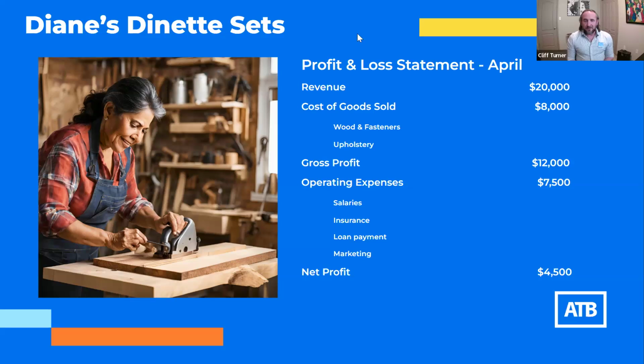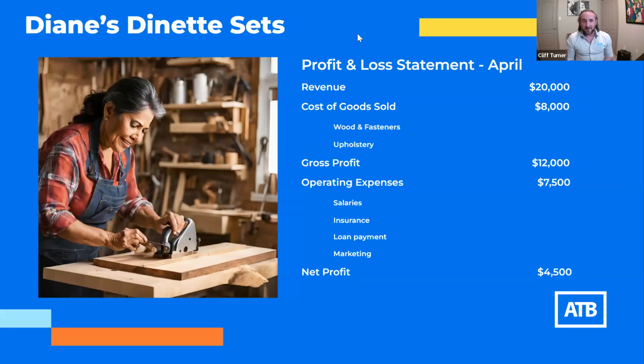So her total revenue, $20,000 in April. So she sold 4 table sets. Her cost of goods sold, so all the material that goes into actually building the tables, the wood, the fasteners, the subcontracting for the upholstery, anything to actually create the item she's selling, has cost her $8,000 for those 4 sets. So that leaves her a gross profit of $12,000.